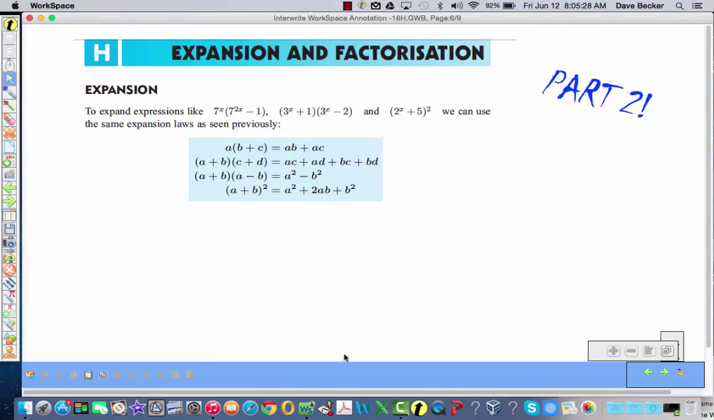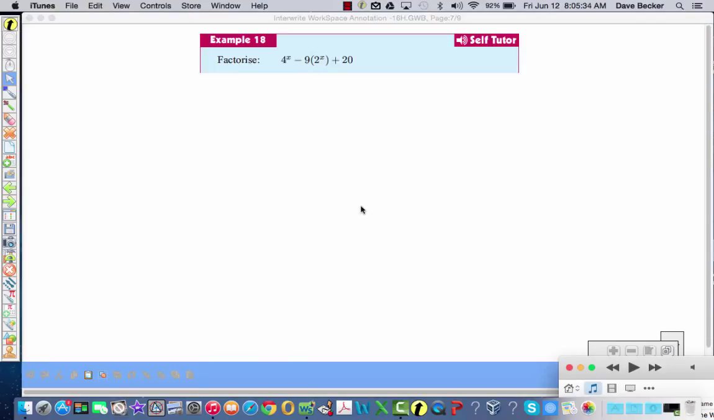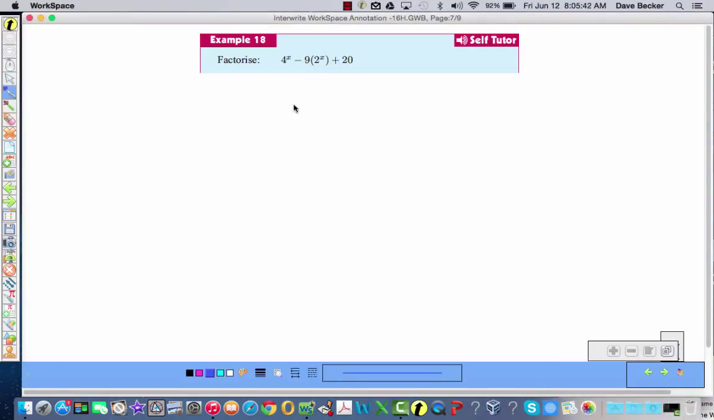All right. So I guess we're just going to move right on with the examples. We are going to factorize 4 to the x minus 9 times 2 to the x plus 20. The first thing we need to do is get the same exponential expression or term so we can factor it. You want to go for the least one, this 2 to the x. So I'm asking myself, how can I write 4 to the x using 2 to the x?